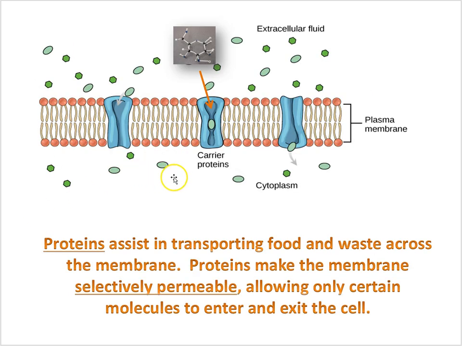If we just take a look at the ones involved in food, proteins are going to assist in the transportation of food into the cell and waste out of the cell. And so the activity of these proteins makes the membrane selectively permeable. That's a technical term, meaning that the membrane only allows certain molecules to enter and exit the cell, depending on the proteins that are specialized to operate on those molecules.